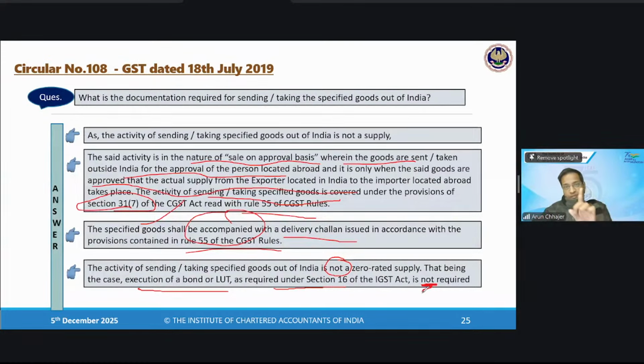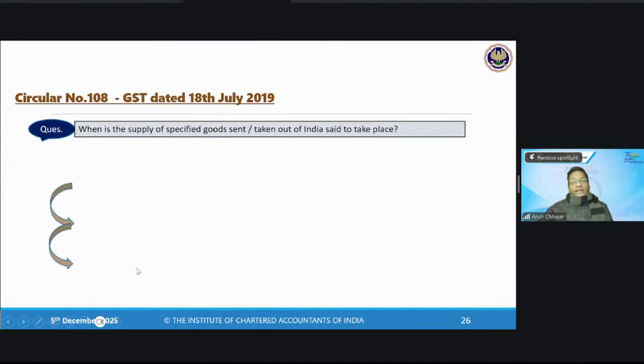मतलब जब मैं गुड्स बाहर भेज रहा हूं, बेच नहीं रहा, I am not selling the goods, I am sending the goods, then it is not a zero rated supply. Because it is not a zero rated supply, therefore the requirement of furnishing of letter of undertaking or bond is not required.